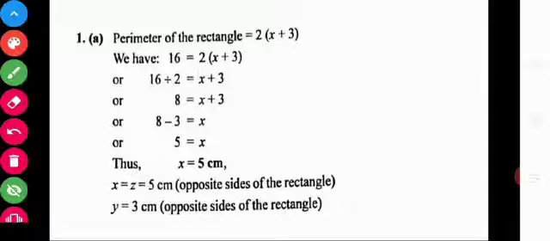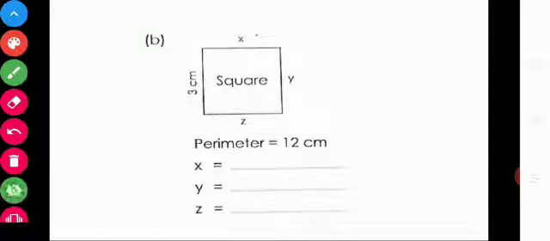X is equal to Z is equal to 5 centimeter, opposite sides of the rectangle, that is length. And Y is equal to 3 centimeter, opposite sides of the rectangle, that is breadth. Shall we move on to the next sum? Yes. Look at the diagram.